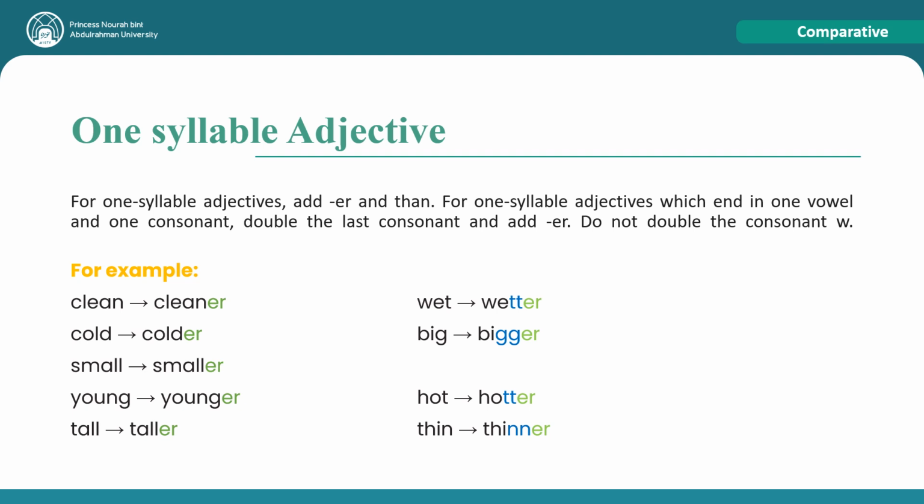For example, clean will be cleaner, small will be smaller, tall will be taller. Wet ends with a vowel followed by a consonant, so it will be wetter. Big will be bigger, we need to double the g. Hot will be hotter, we will double the t also. And thin will be thinner, we will double the n.